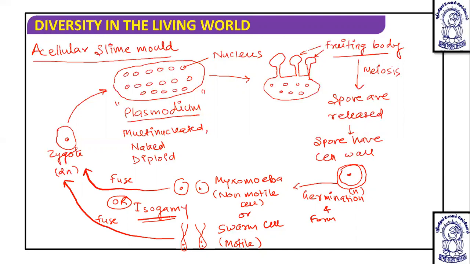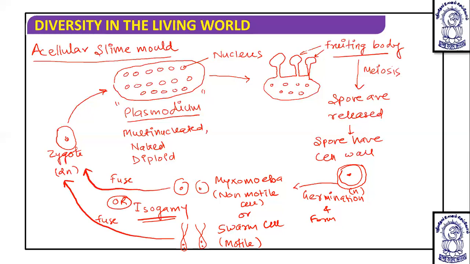Now acellular means they are losing their cellular identity. Usually cellular means one cell and one nucleus, but here it is losing its cellular identity by developing a multinucleate structure and so on. So they are known as acellular, but within that the plasmodium is formed. So this acellular slime mold is also known as plasmodial slime mold.